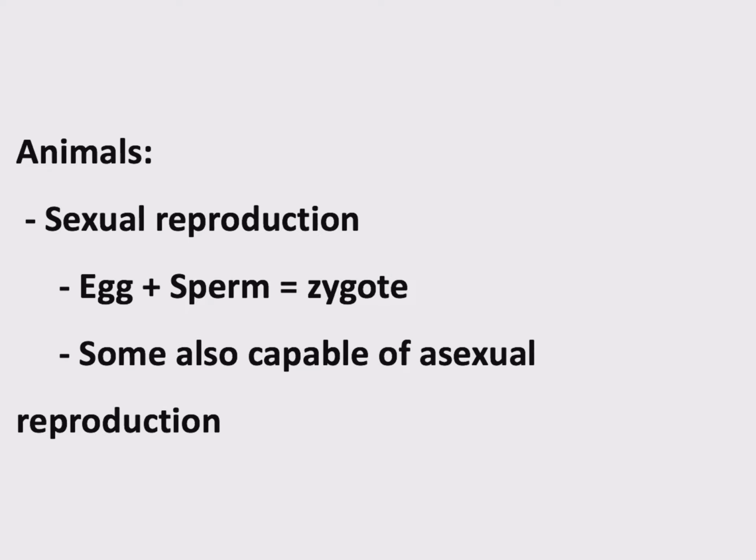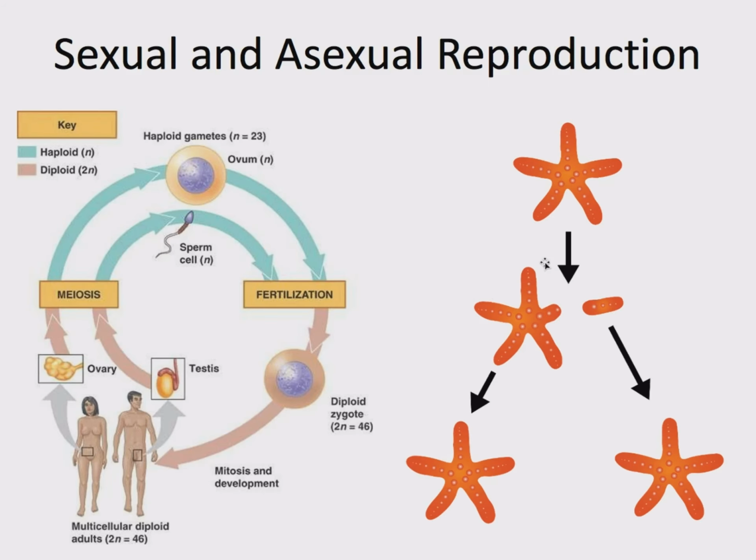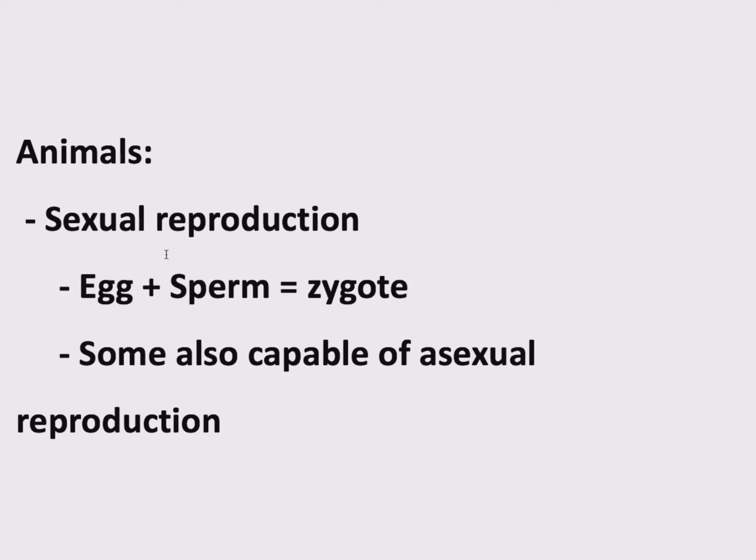Another thing that we see in animals is sexual reproduction. This is egg plus sperm equals zygote, breaking it down to the simplest way possible. But we also have asexual reproduction in some animals. So there's our sexual life cycle. And here's an example of asexual reproduction. Again, not all animals can do this, but some can. Here's a sea star having a fragment torn off, growing into a new individual. So animals all have sexual reproduction. Some are also capable of asexual reproduction.